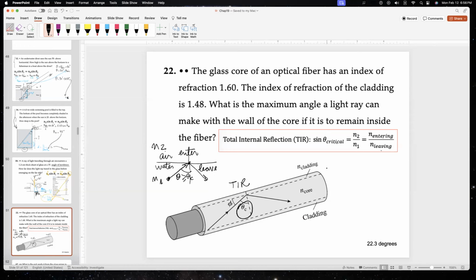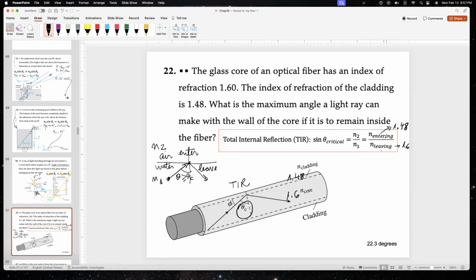All right. So the glass core of an optical fiber has an index of refraction 1.6. The index of refraction of the cladding, so around it, is 1.48; in the middle is 1.6. What is the maximum angle that light can make with the wall of the core if it is to remain inside the fiber? So again, what is the medium you're trying to leave, or just attempting to leave? It is the core, so that is the 1.6. And what is the medium you're trying to enter, but not successfully? 1.48. Okay, so that's what you do here in this problem.